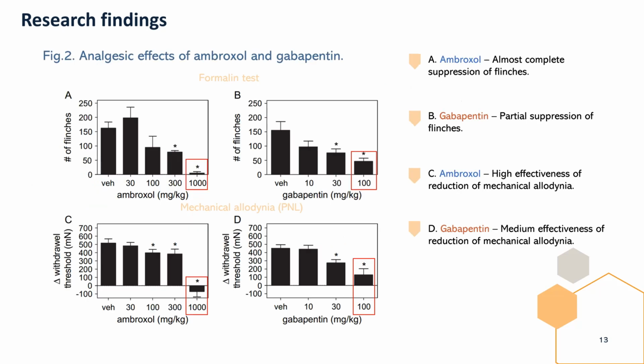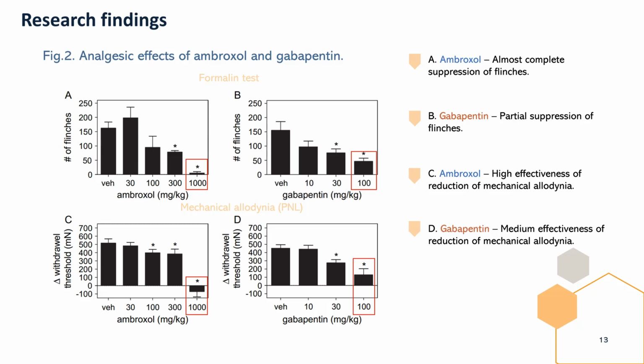Now, figure 2 shows the analgesic effects of ambroxol in comparison to gabapentin. Panels A and B correspond to the formalin paw model as a simple model for chronic pain. On panel A, flinching was suppressed almost completely at the highest dose of ambroxol. On B, we see that gabapentin also suppressed the pain behavior, but to a lesser extent.